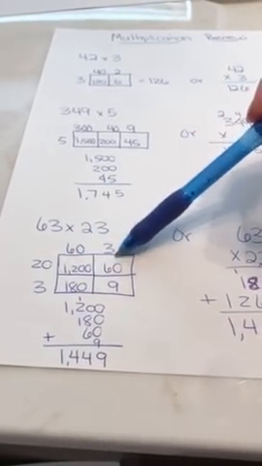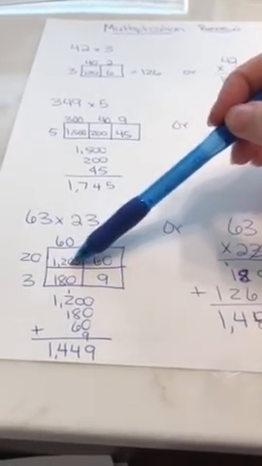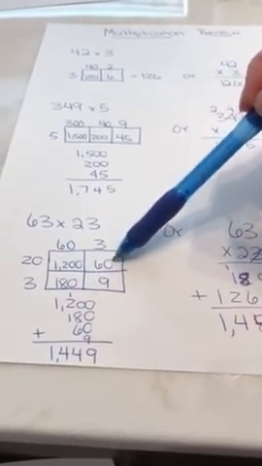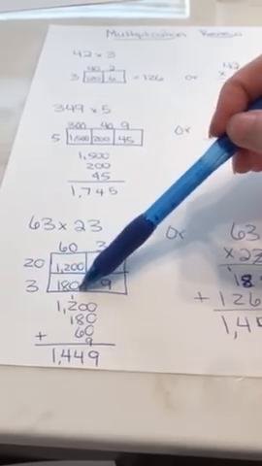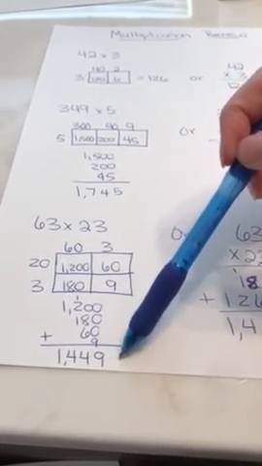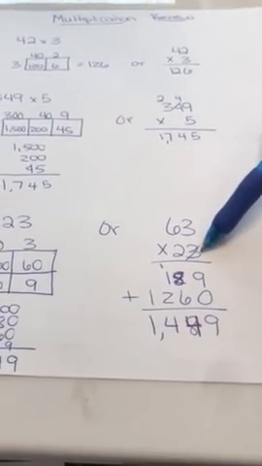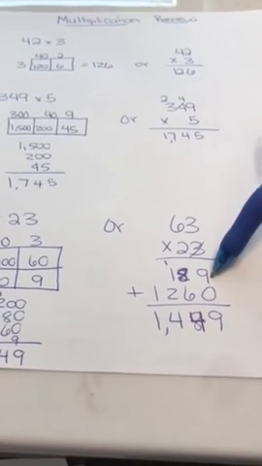So there's my 60, there's my 3, there's my 20, there's my 3, and then I multiply them. 60 times 20, 3 times 20, 60 times 3, 3 times 3, and I add them up, and this is what I get. If you're doing your algorithm, we know that 3 times 3 is 9.